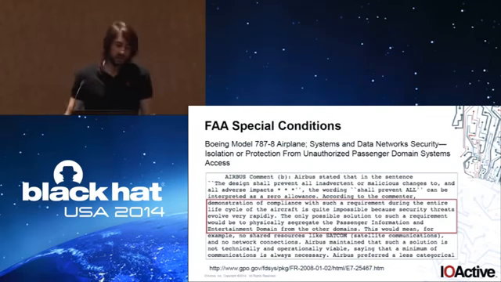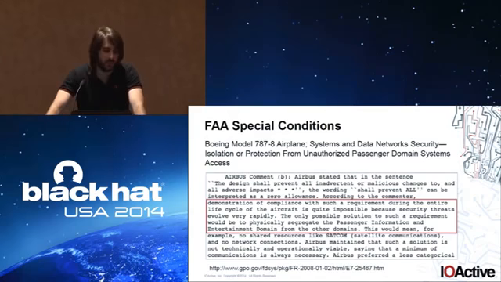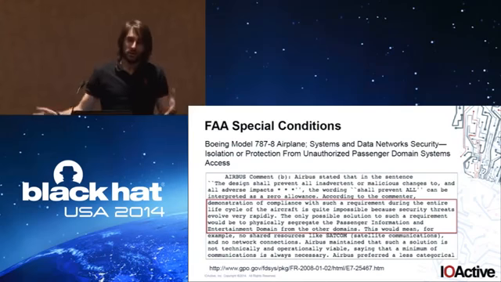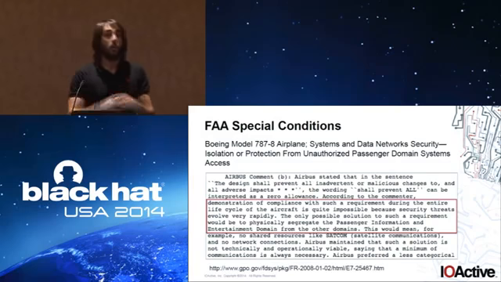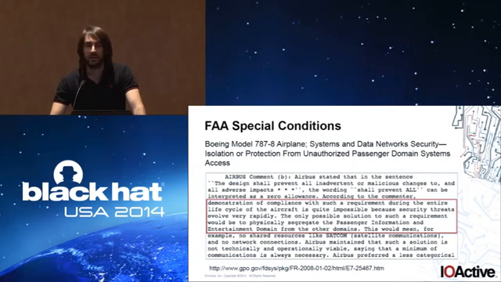It's worth mentioning this document from the FAA on special conditions for the Boeing model 787. If you read the highlighted part, you can see how Airbus stated that if we have to physically separate all the domains, there is a problem because resources such as SATCOM need to be physically connected. I think that's important for the kind of things we are going to see today.